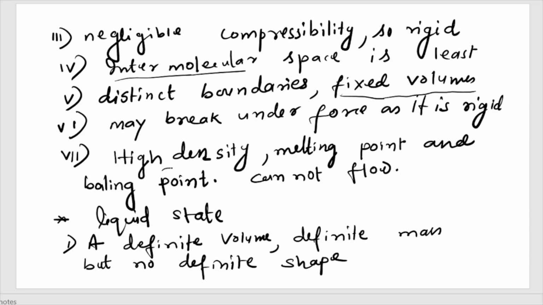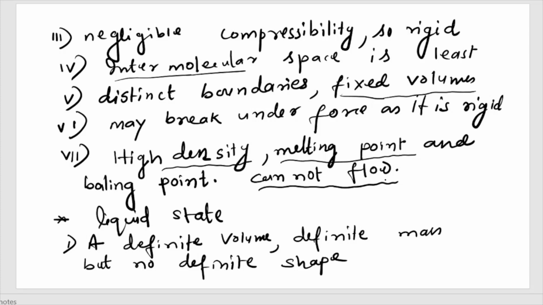High density means if you feel it is very heavy, that is called high density. The melting point is also very high, and also the boiling point. Melting point is solid to liquid, and boiling point is liquid to gas. Since density is very high and melting point is very high, it cannot flow. Liquids can flow, kerosene can flow, petrol can flow, and water also flows. But here, due to high density, any solid you see cannot flow.